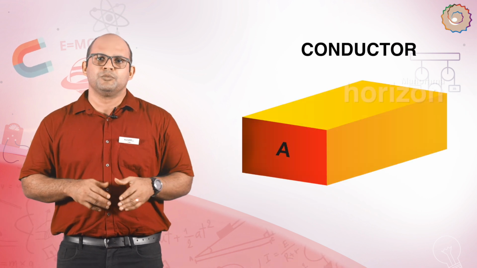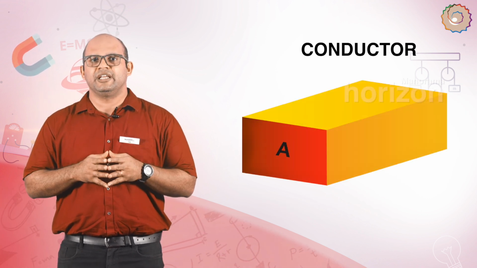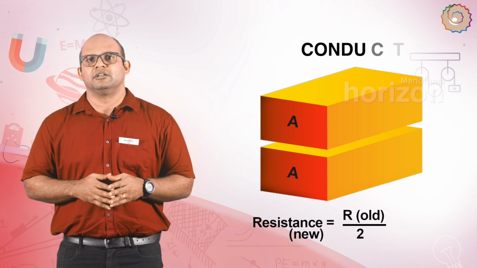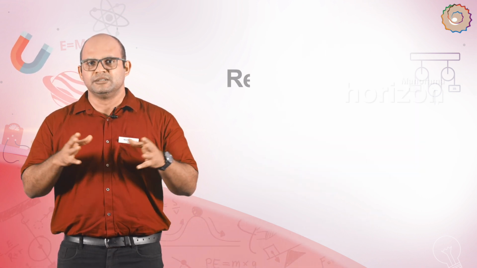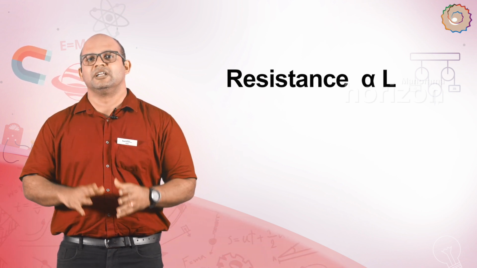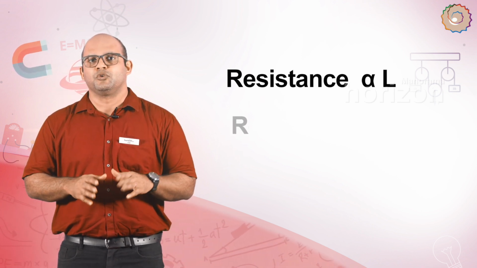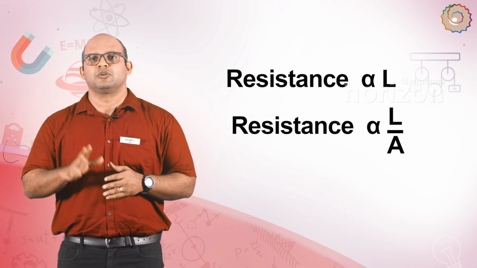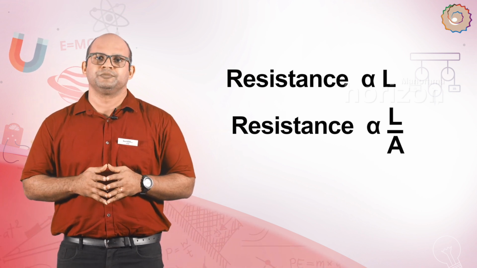It has also been observed that when the cross-section area of a conductor is doubled, the resistance of the new conductor is halved. This implies that electrical resistance is directly proportional to the length of the conductor. This also implies that electrical resistance is inversely proportional to the cross-section area of the conductor.